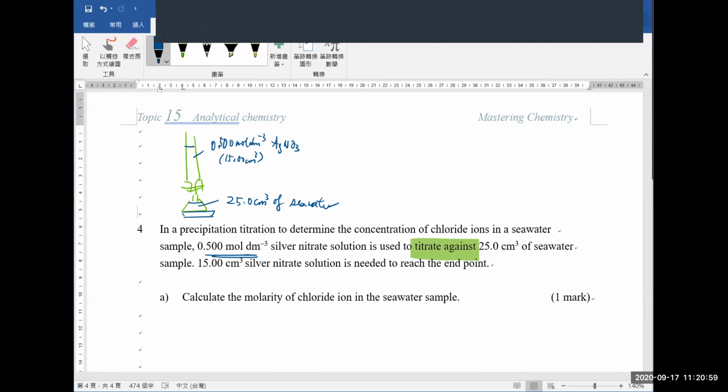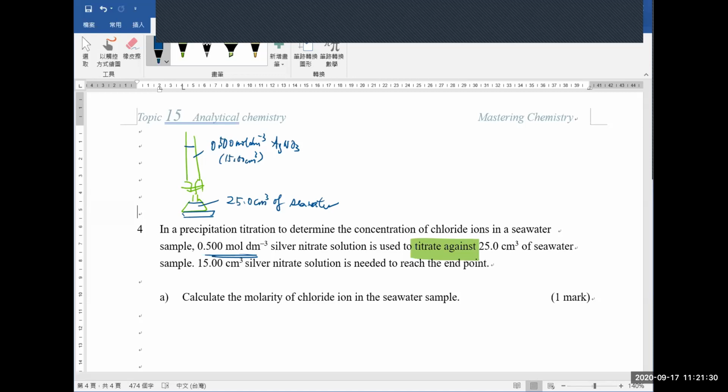Any indicator is needed? 袁天佑, are you here? Yeah, no need.